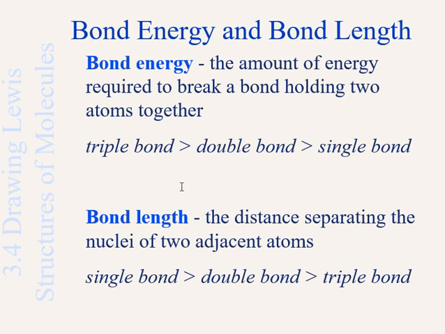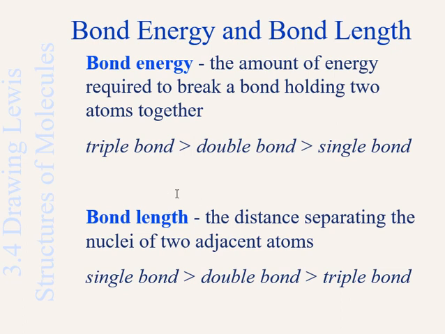But whenever we have to break bonds, it requires energy. And the amount of energy required to break a bond holding the two atoms together is called bond energy. Because a triple bond is three bonds, more energy is required to break that bond than a double bond, which in turn requires more energy to break than a single bond, assuming we are comparing the same atoms bonded differently.